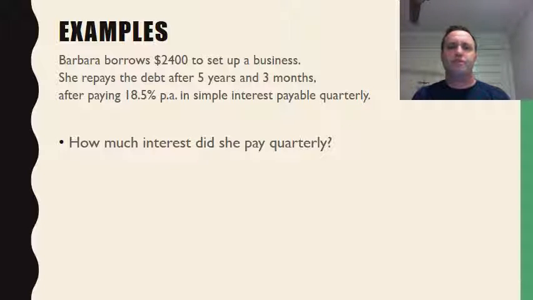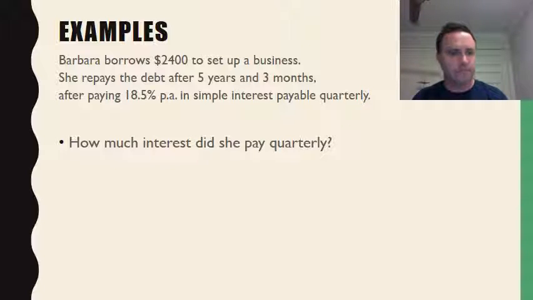Barbara borrows $2,400 to set up a business. She repays the debt after 5 years and 3 months, after paying 18.5% per annum in simple interest, payable quarterly. Okay, so a lot of stuff going on there. All right, so let's have a look. How much interest did she pay quarterly?